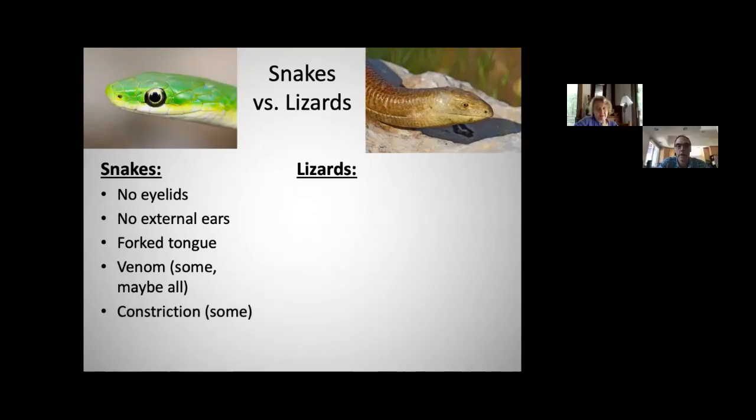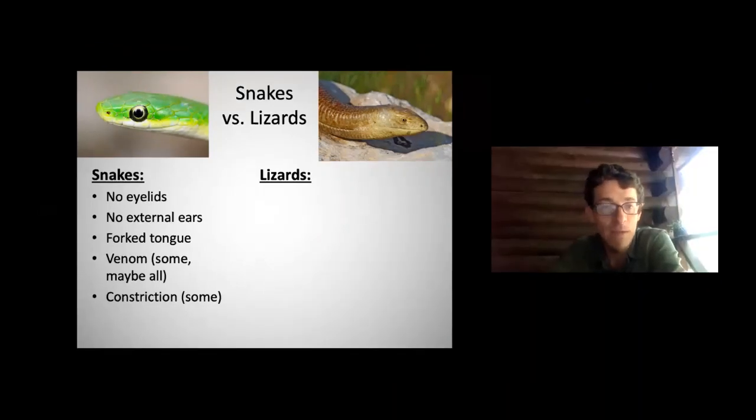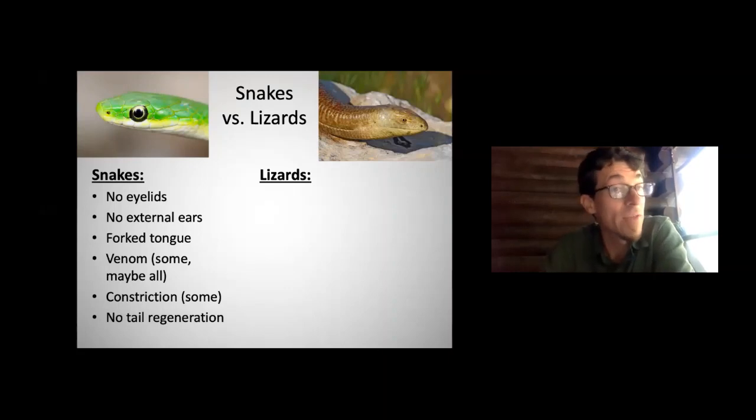Some snakes are constrictors. Some snakes will be able to squeeze their prey to kill them. And they are not able to regenerate their tails, which is something that differentiates them from many kinds of lizards.